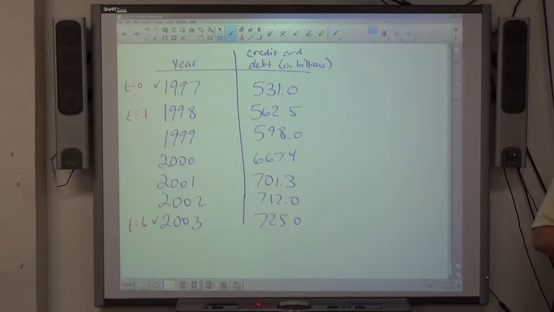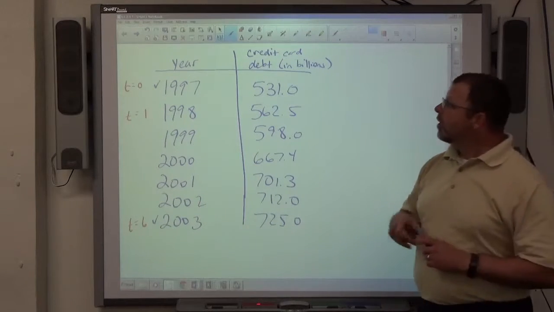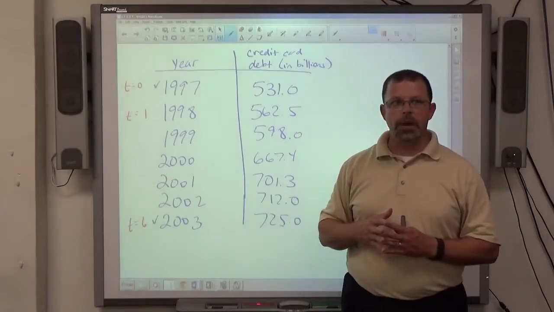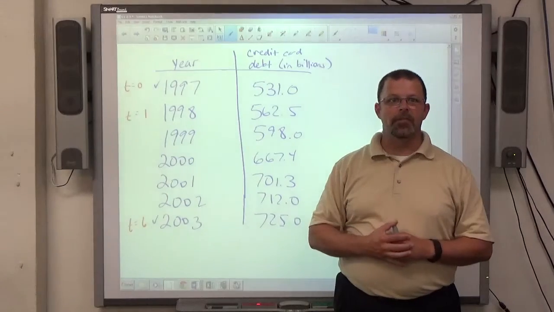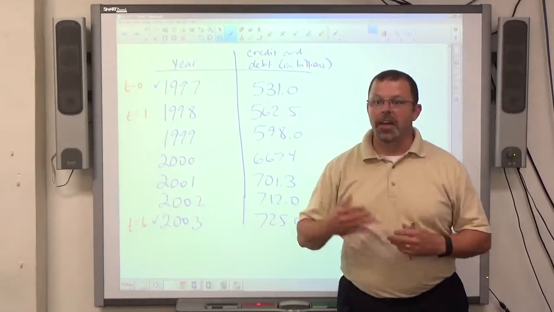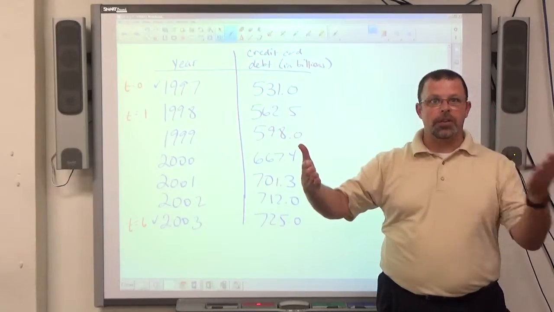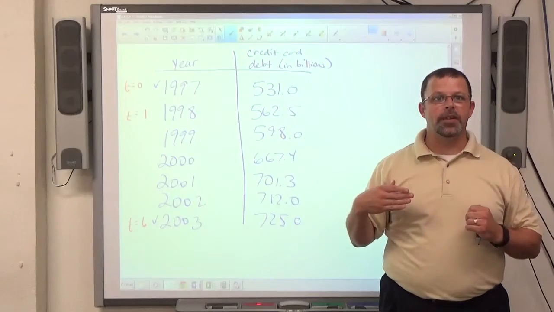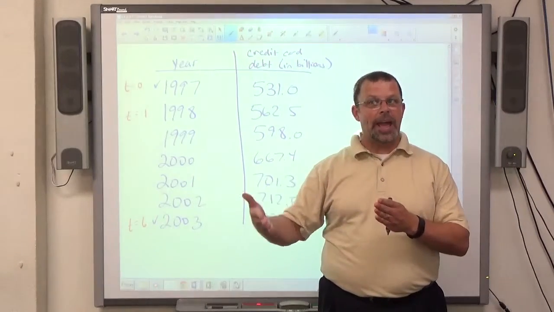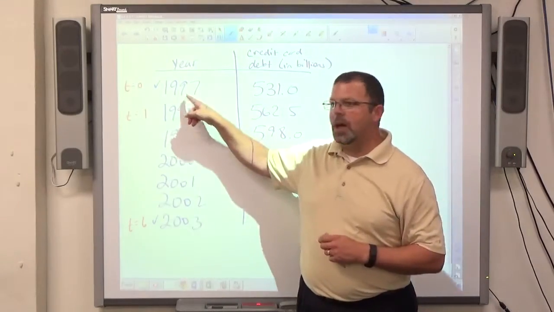a linear model that predicts the amount of revolving consumer credit in billions for year t, rounding the slope to the nearest tenth. So I'm going to use t equals 0. Here's why. 0 is a small number, 1997 is a big number. If I use t equals 0, it's easier than if I use t equals 1997.